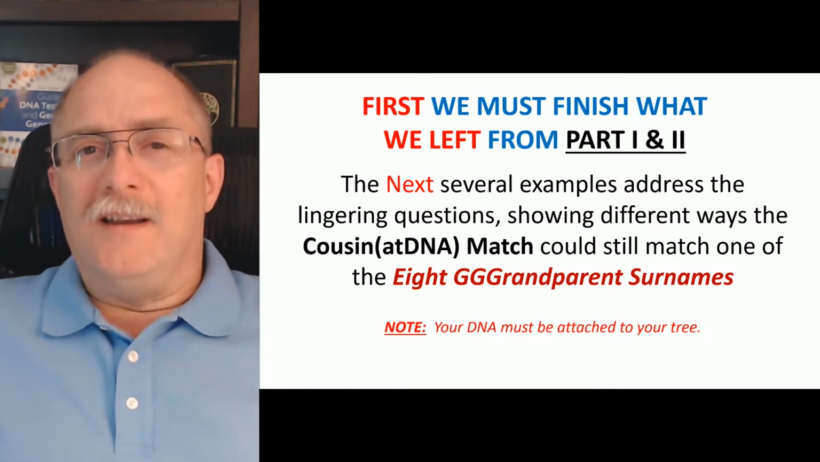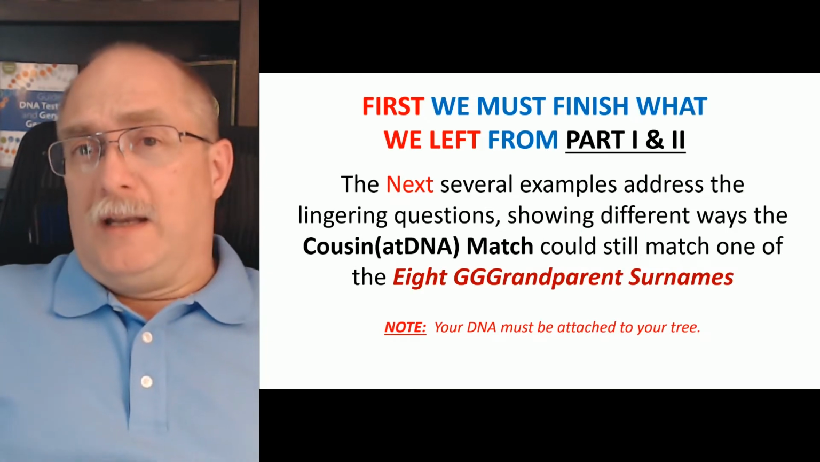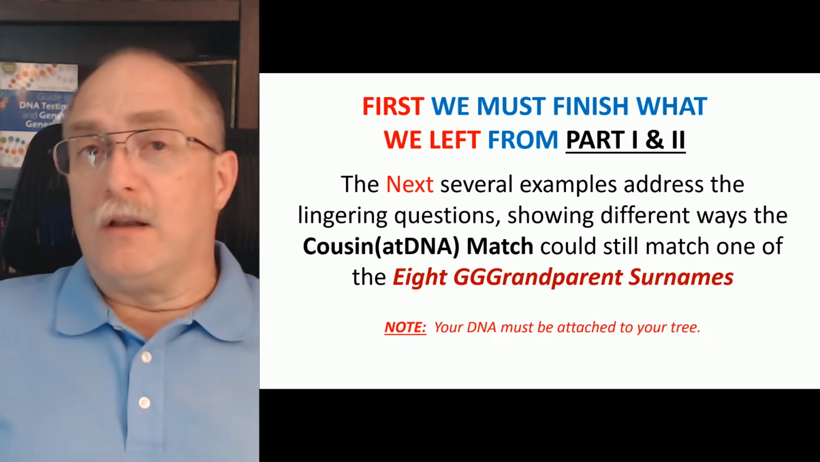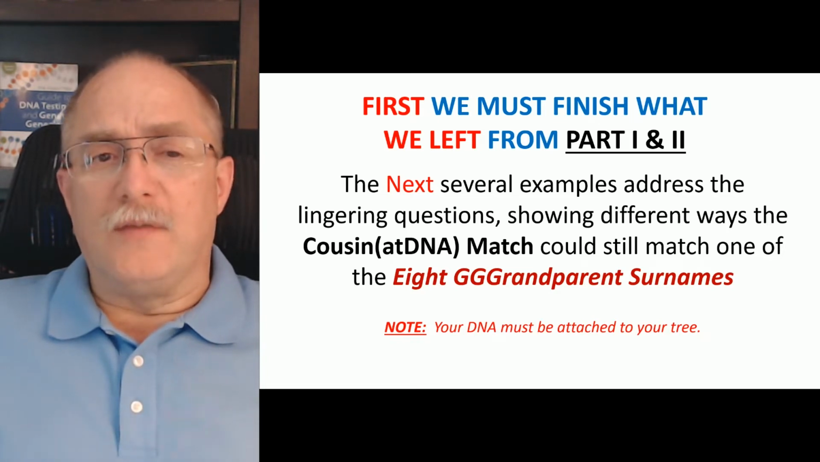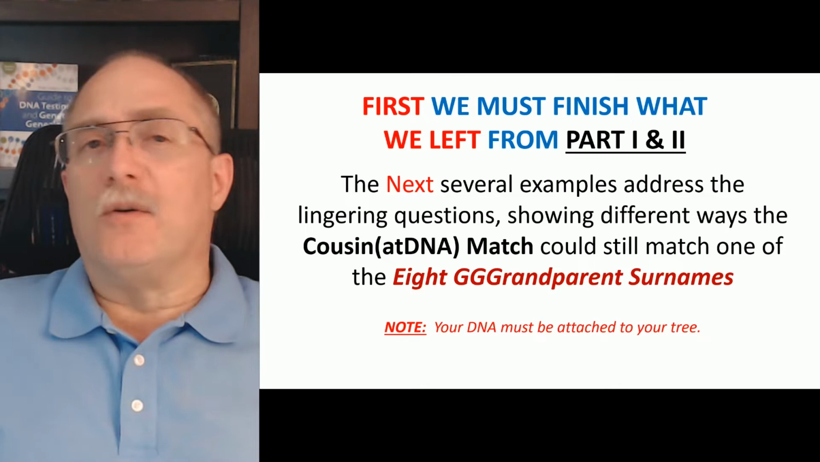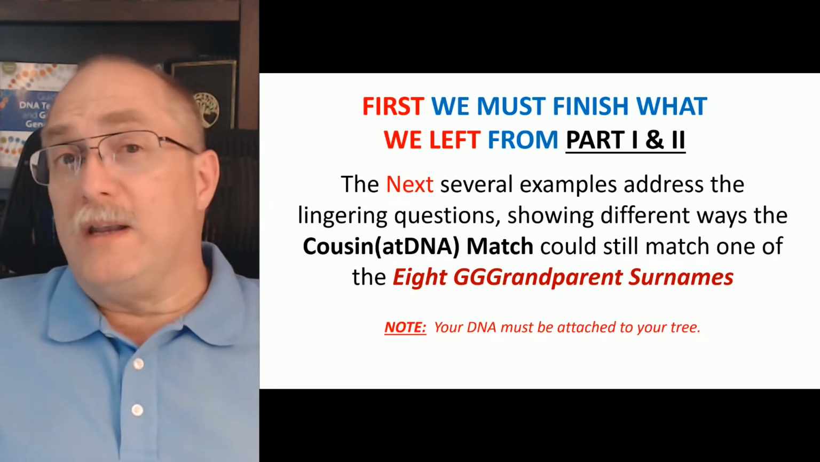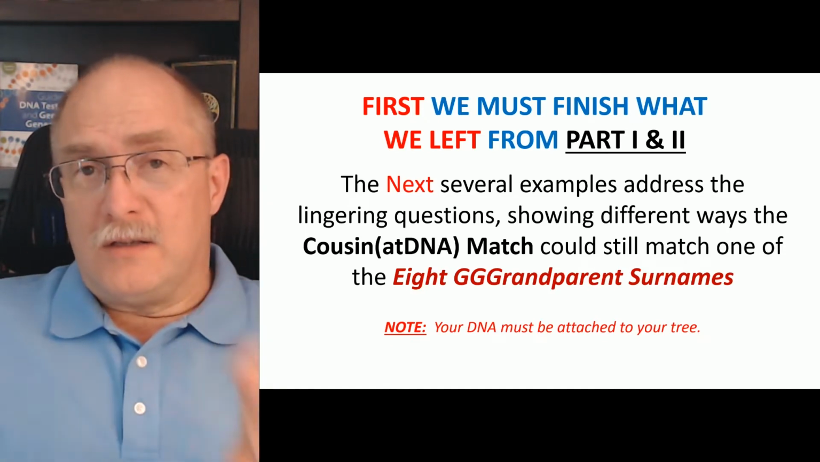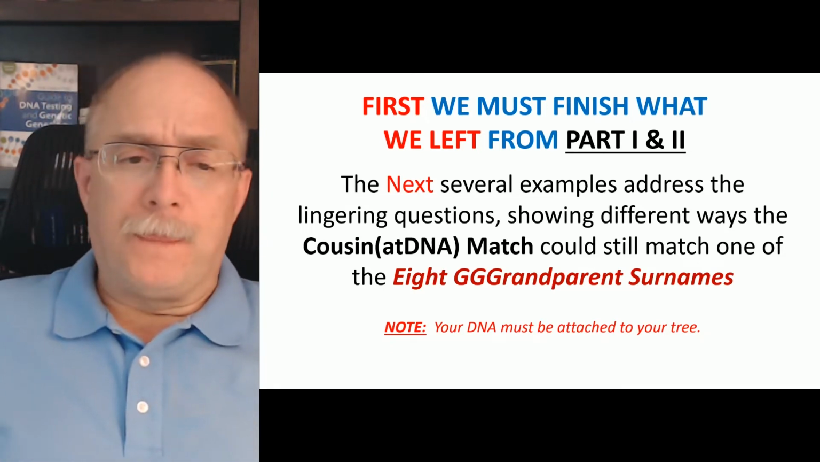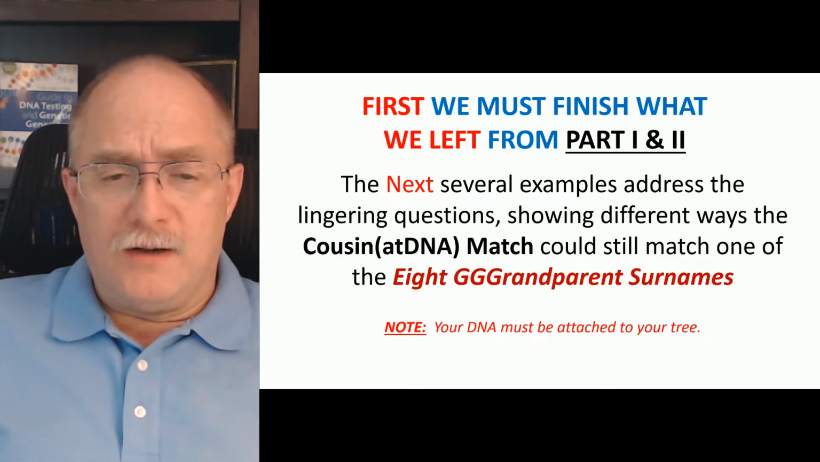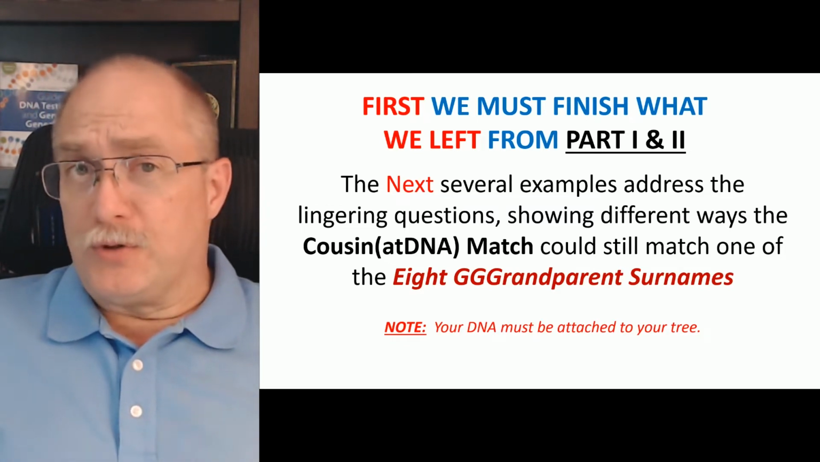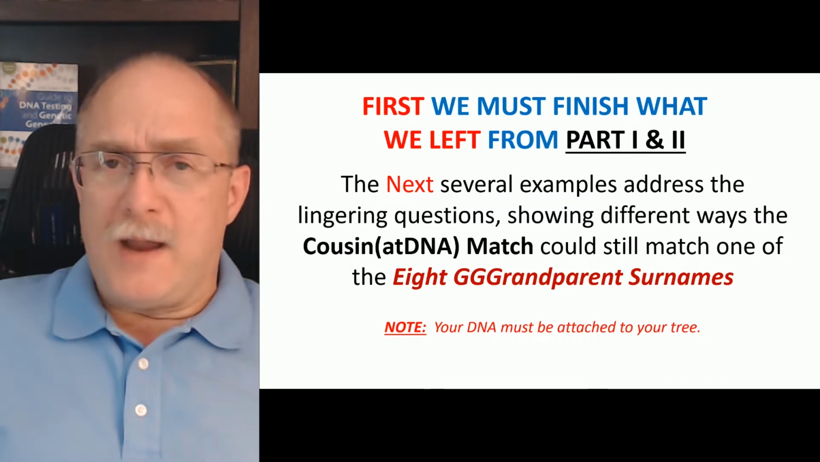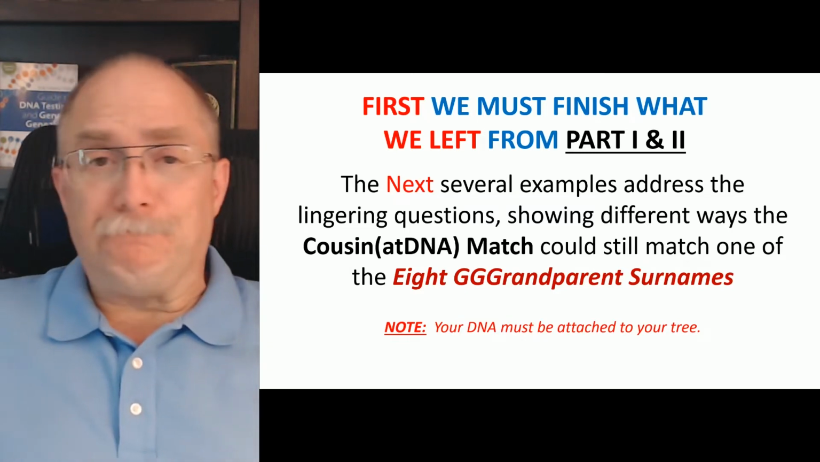So at this point, we're going to finish what we didn't get completed on part 1 and part 2, because it's still in advanced features even with just the 8 dots. We're going to cover how to show the different ways a cousin could still match one of the 8, even though when searching we didn't find them when we searched a specific name. And by the way, just as a reminder here, your DNA needs to be attached to your tree in order for these match activities to take place.